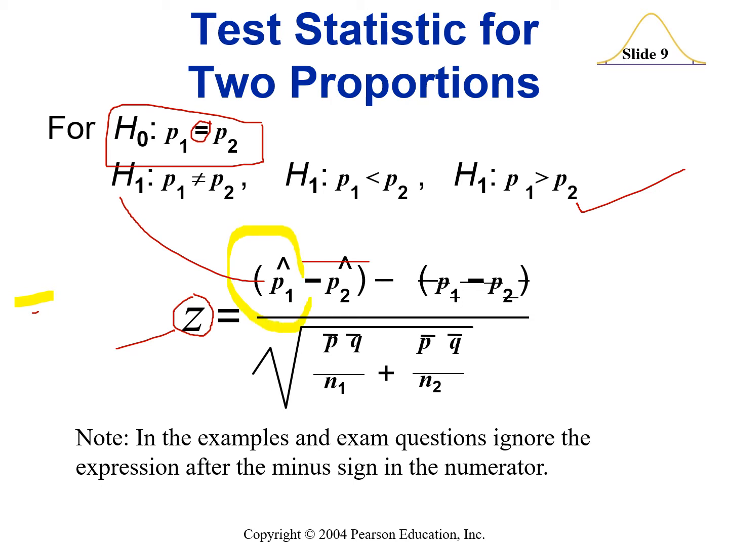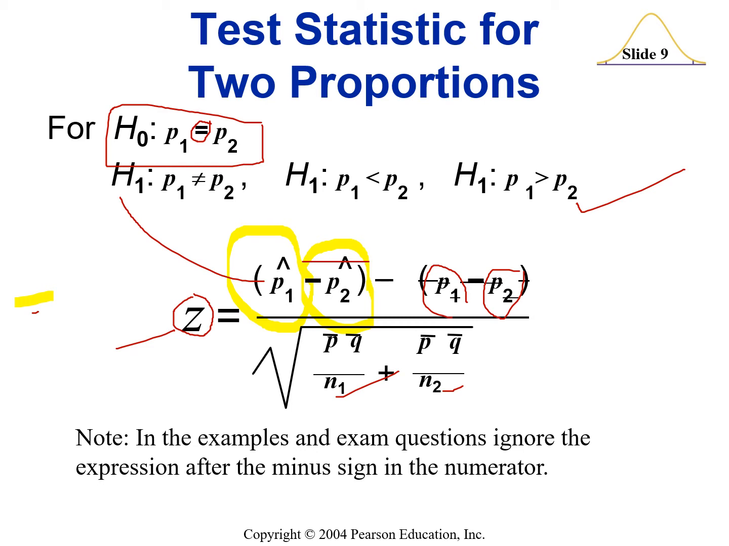P hat 1 is the proportion from the first sample. P hat 2 is the proportion from the second sample. P1 is the proportion of the first population, and P2 the proportion of the second population, divided by the square root of P bar, which is a pooled estimate of P1 and P2. Q bar is a complement of P bar. N1 is the first sample size, and N2 is the second sample size.